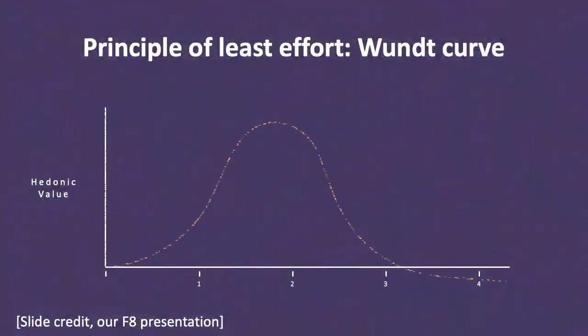The inspiration comes from the principle of least effort, which can be visualized by this Wundt curve. It's by a Canadian psychologist called Colin Martindale. And what this picture is saying is that, let's say, the x-axis is the novelty of a piece of art, and the y-axis is likability, which you might call the hedonic value.